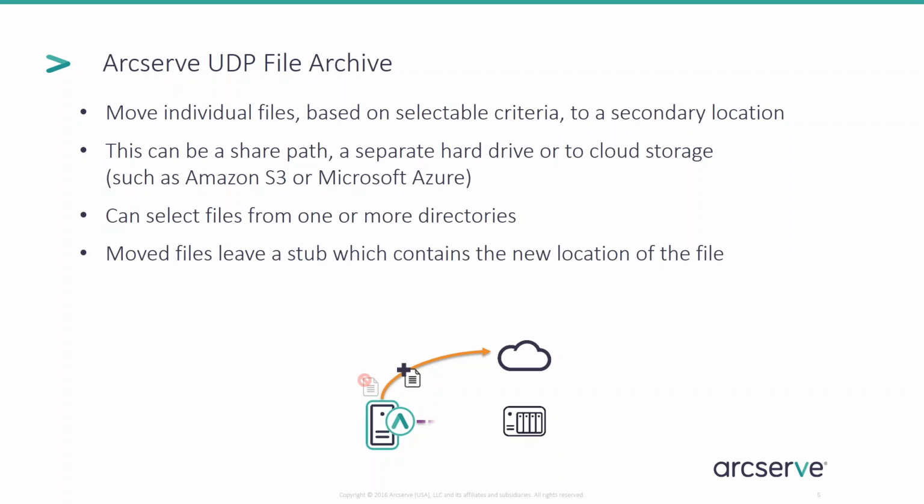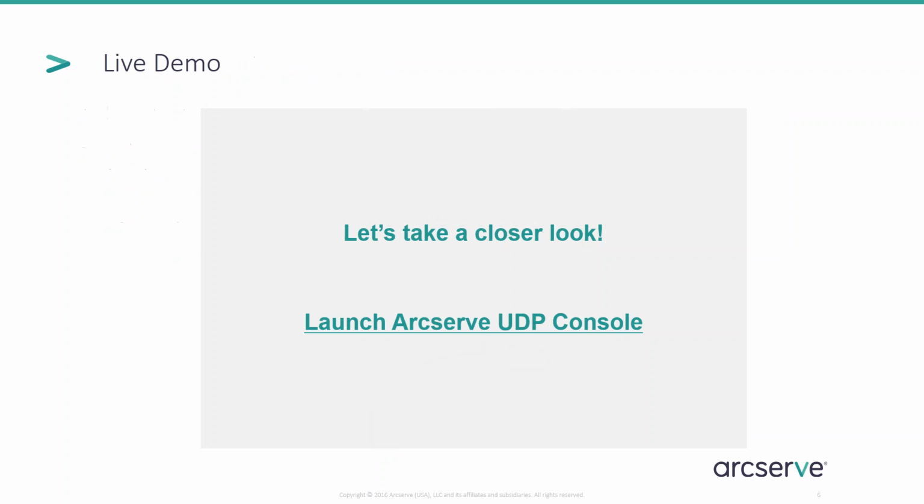Again, we saw the same cloud providers as before, Amazon, Azure, and others. And we can also select, based on different criteria, what files are moved. So maybe you want to move files that haven't been accessed within a certain amount of time, or files that were created 3 months ago, as examples. To set up file archive, it's done in a very similar way.